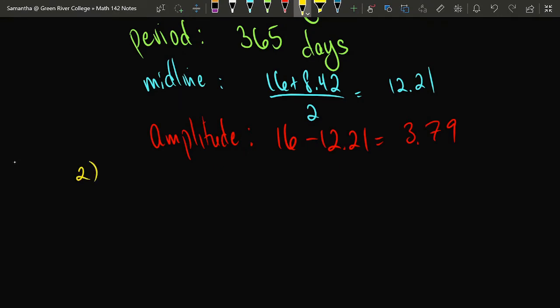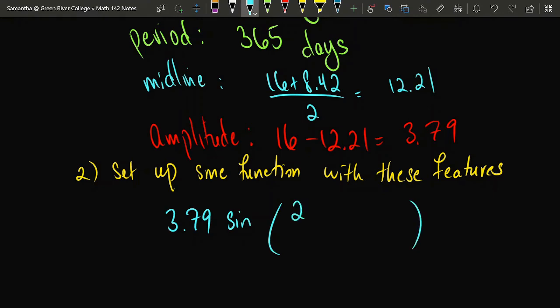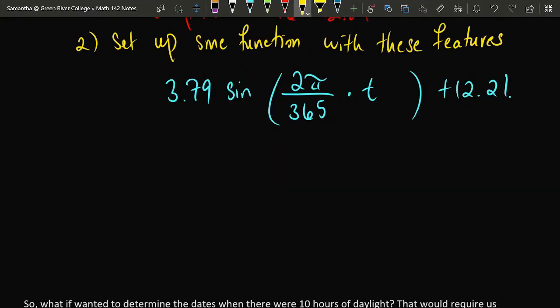So step number 2 is to set up a sine function with these features. I'm going to set up the function where we have the amplitude out in front, 3.79. I'm going to take sine of 2 pi divided by the period, which was 365 days, and then multiply it by t. And then I'm going to add the midline. Step number 3.